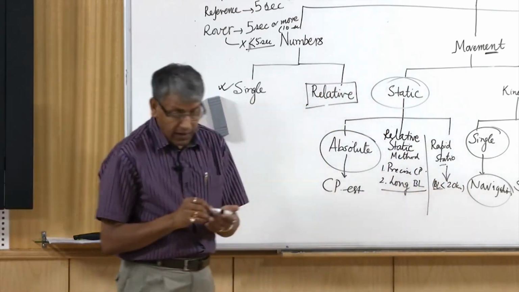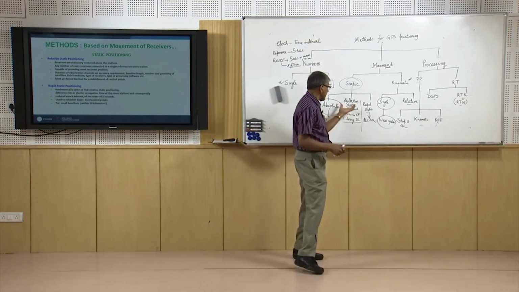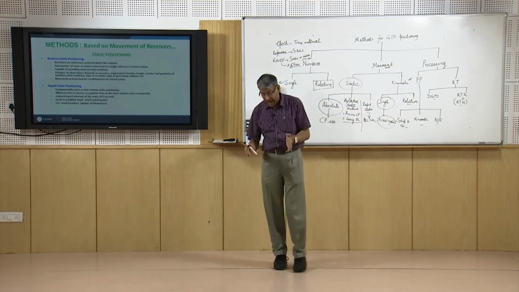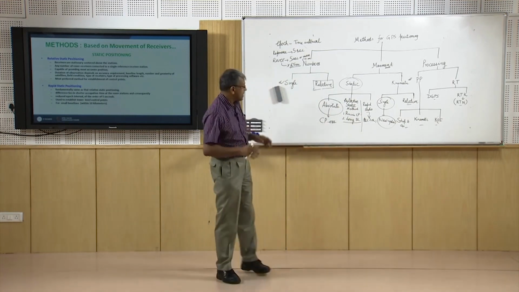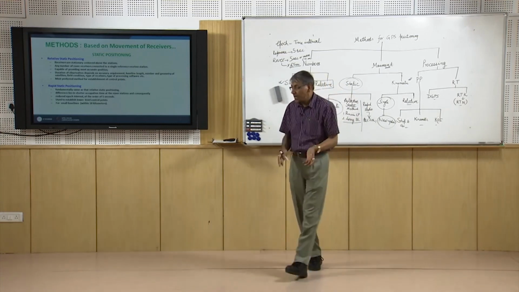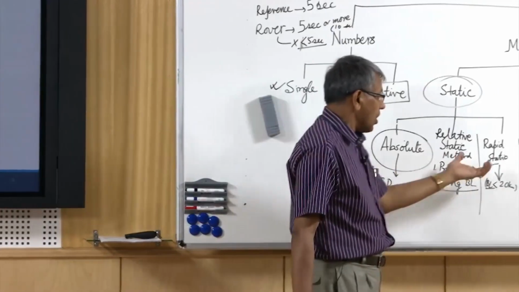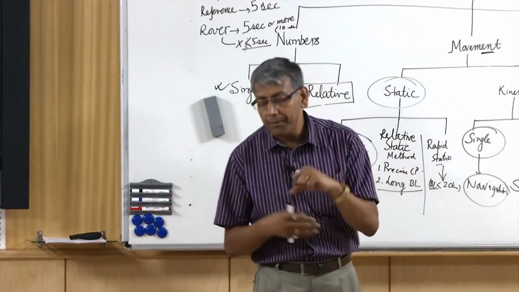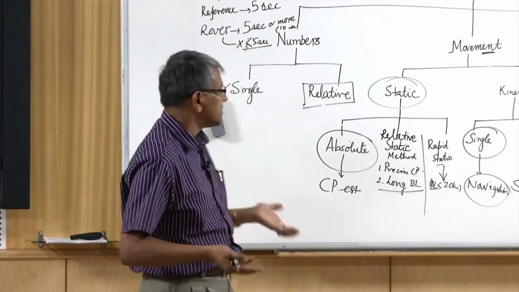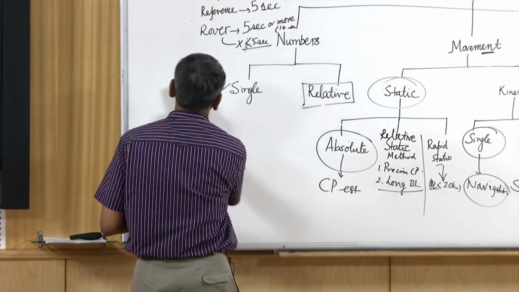Now rapid static positioning is the same as relative static positioning, the only difference being that in the rapid static method we take observations for a smaller duration, and our epoch interval is also larger. Sometimes we may also make use of a lower quality GPS receiver. So it is the receiver quality.